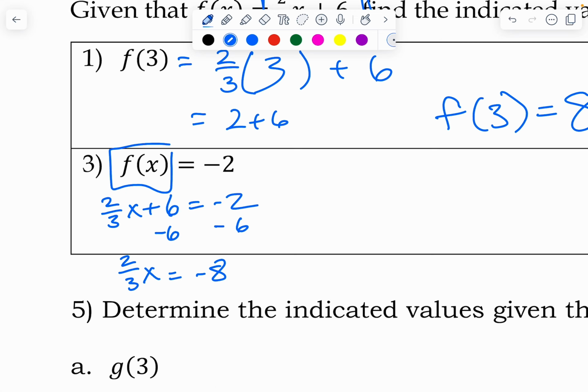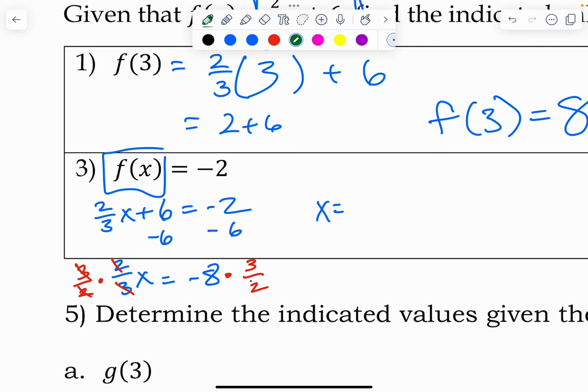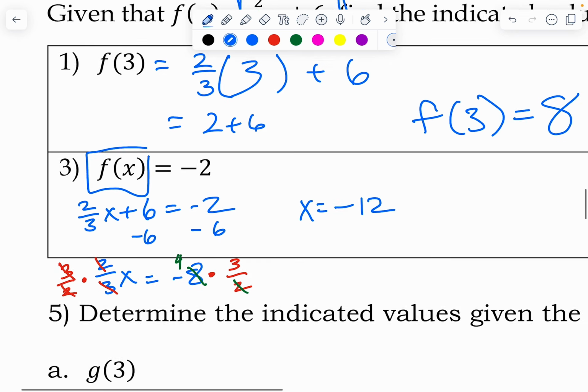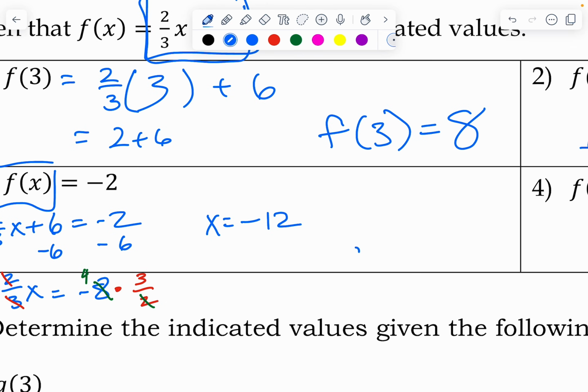You can think of this as dividing both sides by 2/3, but I think dividing by 2/3 is a little tricky. Let's multiply by the reciprocal, 3/2. Because when I do, this 3 would cancel with that 3, this 2 would cancel with that 2, and I'm just left with x is equal to, now a minute ago we were simplifying, so 2 goes into 8 4 times. I see a -4 times 3, and I get x is equal to -12. So x equals -12 is a perfect answer. You might also see f of -12 is equal to -2, but I think I like this answer better.